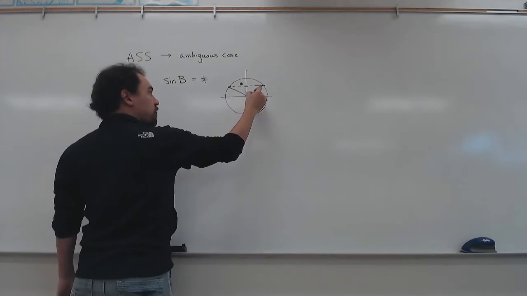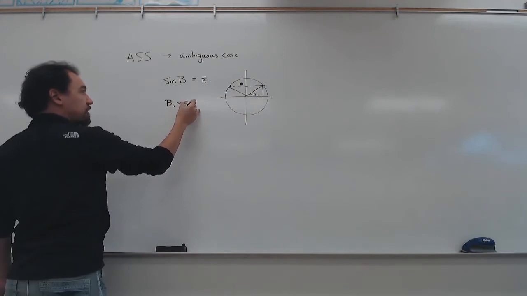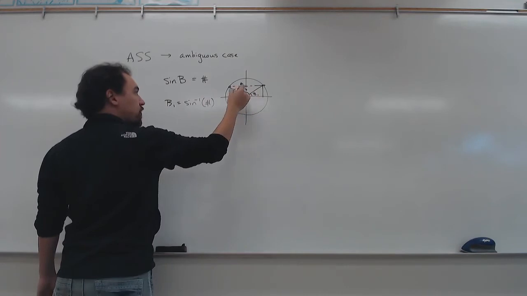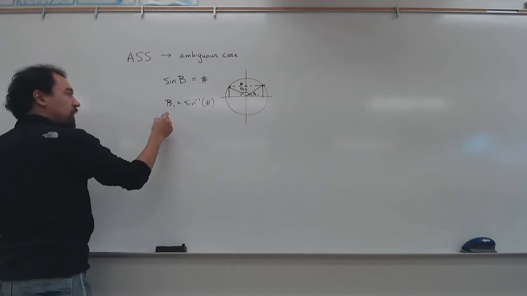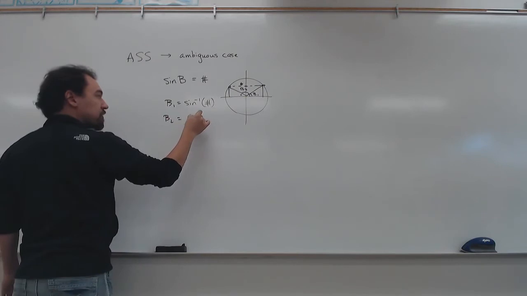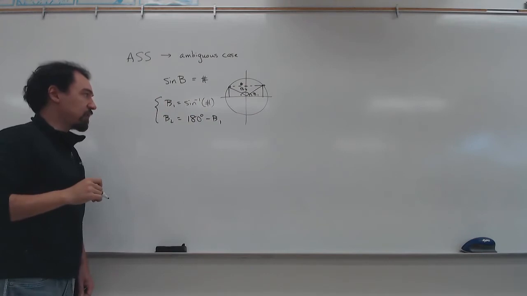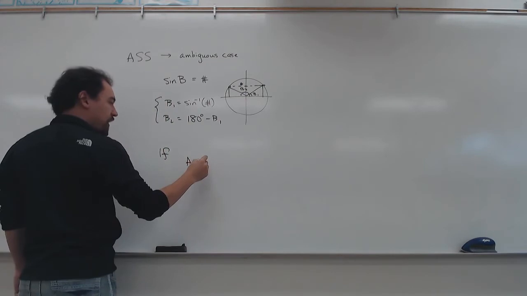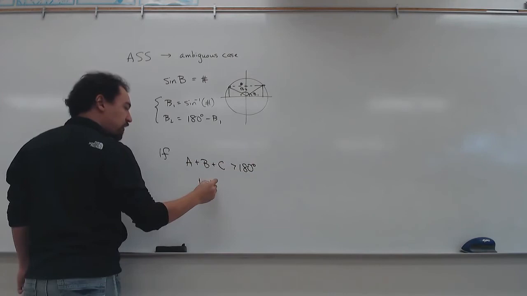The first, which we can label B1, is given by the reference angle. That's sine inverse of that number. And then the other angle, which is B2, is given by symmetry by saying this reference angle is the same as B1, and therefore B2 is equal to 180 degrees take away B1. So you can have up to two solutions in these cases. However, we remember that if angle A plus angle B plus angle C is bigger than 180 degrees, then you have an invalid triangle.